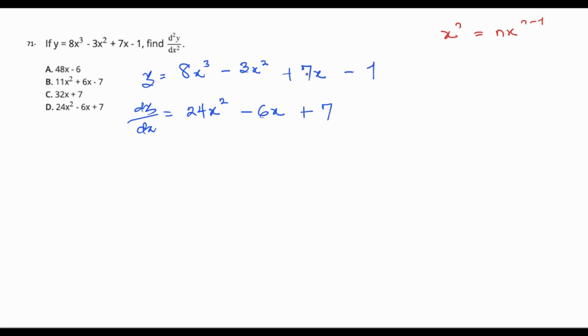So when we have an expression 7x, if we differentiate 7x, we're left with 7. And if we differentiate a constant, we have 0. So nothing comes here. Now for the second differential, 2 multiplied by 24 becomes 48x, and 2 minus 1 is 1, so we have 48x. And like I said before, when we have 6x and we differentiate this, we're left with just 6. And if we differentiate a constant, that leaves us with 0. So our final answer is 48x minus 6, and that is A.